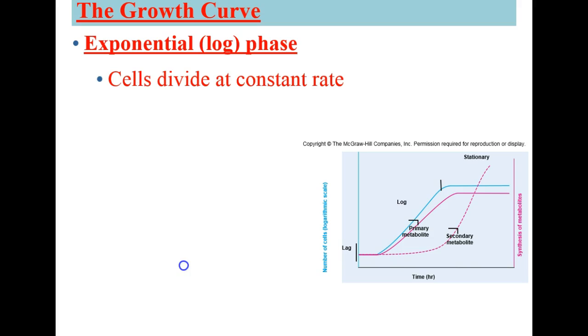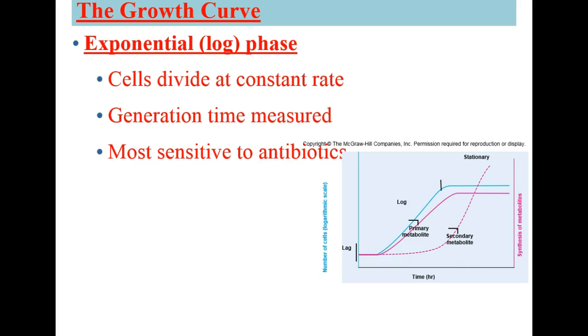During the log phase, cells divide at a constant rate. Generation time can be measured as the entire population doubles in numbers every generation time. This is the phase at which the entire population is the most sensitive to antibiotics since the population is metabolically active. This is also the best phase to gram-stain organisms or to conduct biochemical tests.